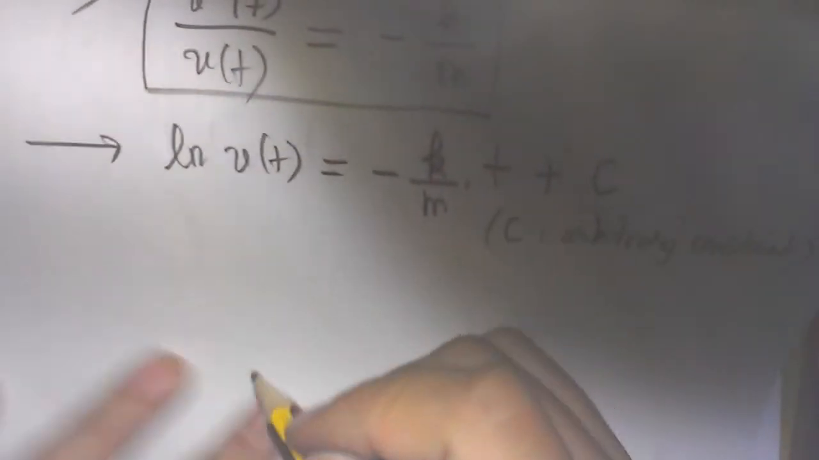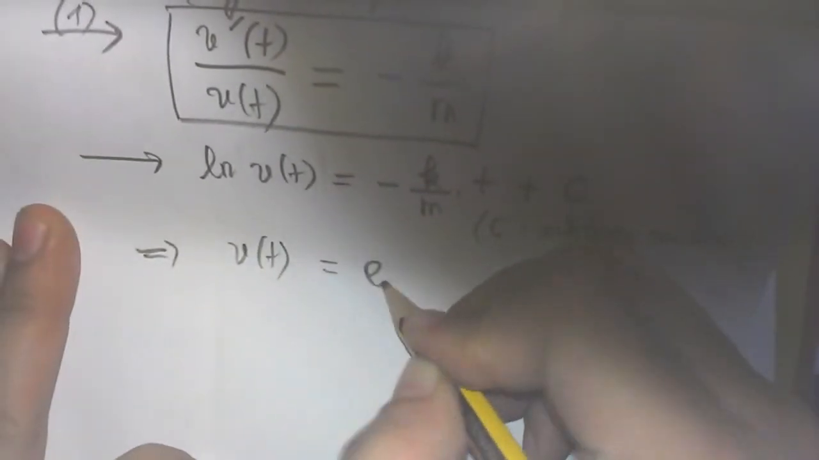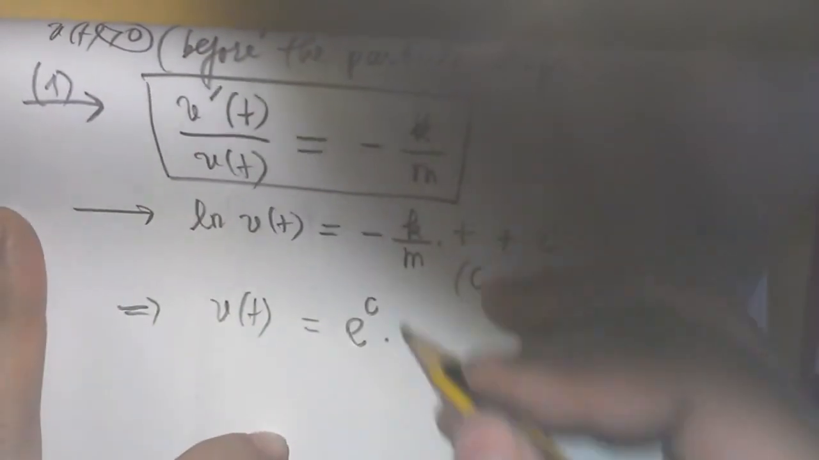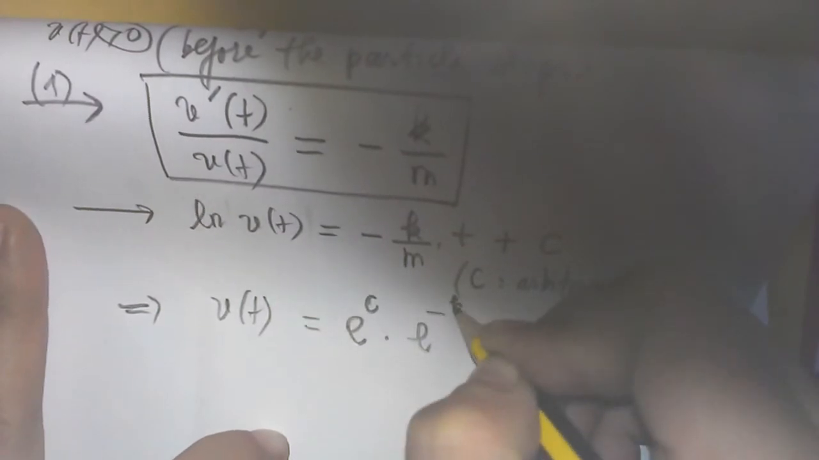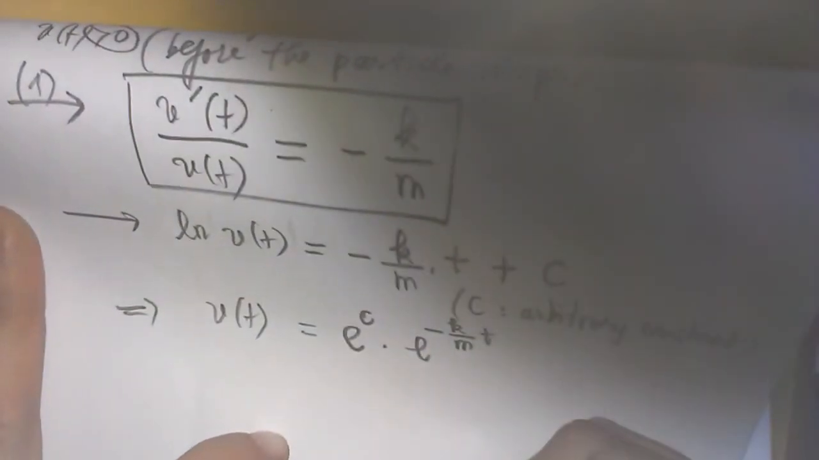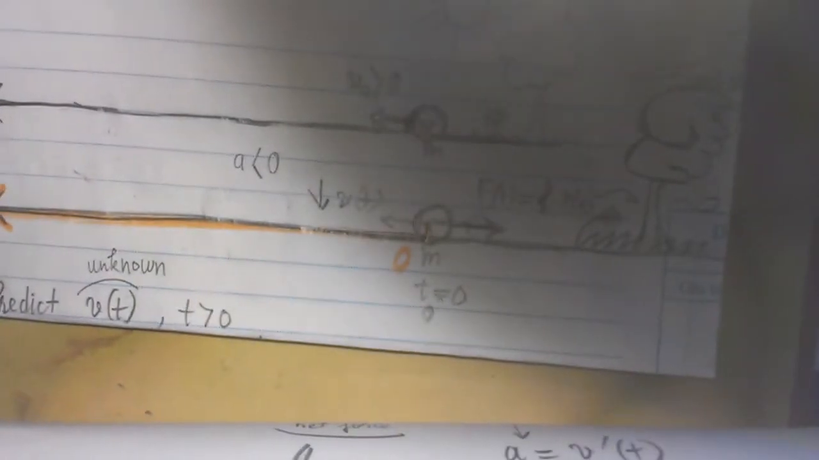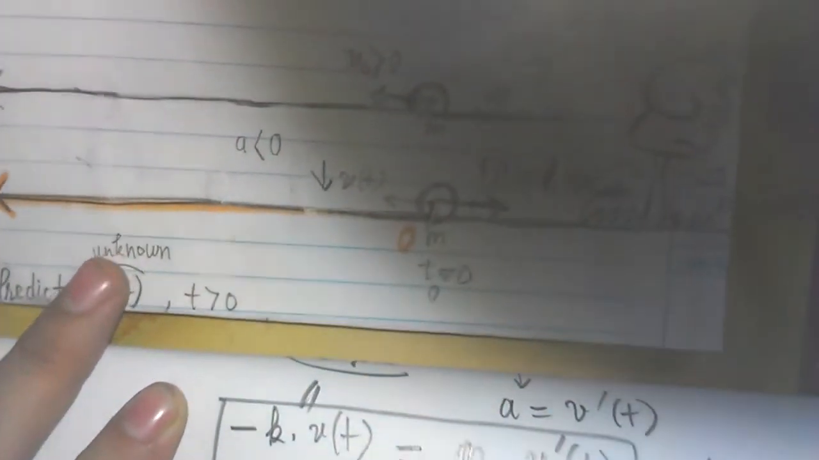Now we can get v(t) is the exponent of c, e to the power of c, multiplied by this quantity. Now pay attention, the initial condition here: at the initial time the velocity is v0.